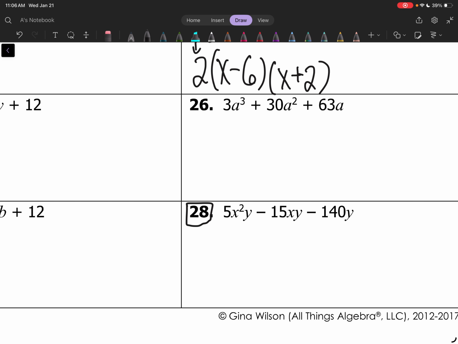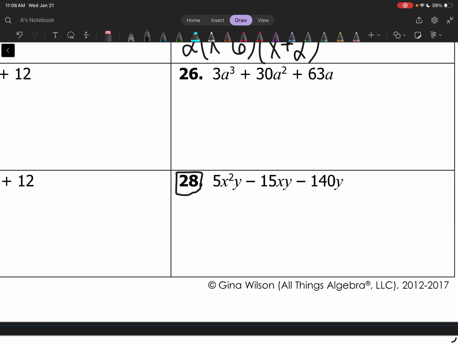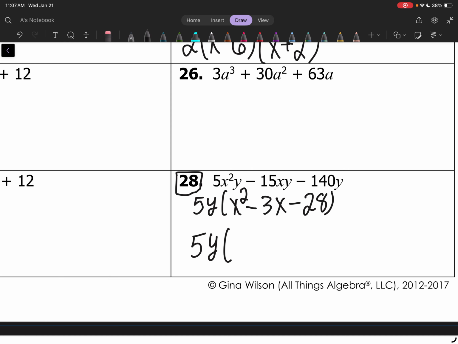5x squared y minus 15xy minus 140y. My GCF for the coefficients is 5. For the variables, I have a y in every term. I am left with x squared minus 3x minus 28. Make sure you drop your 5y down. The GCF has to stay with it.